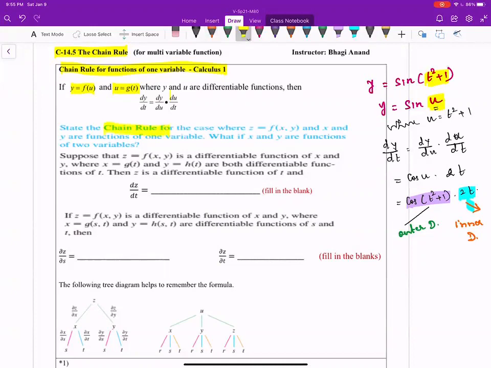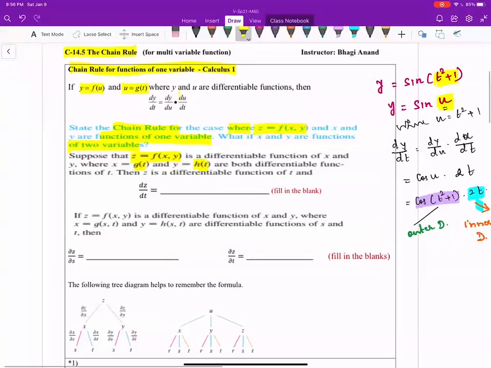So state the chain rule for the case where z is a function of x, y and x and y are functions of one variable. What if x and y are functions of two variables too? We are going to see the variations to the formulas. Suppose that z equal to f of x, y is a differentiable function of x and y. Then x and y are functions of a single variable t. Then ultimately z becomes a function of t through the variables x and y.